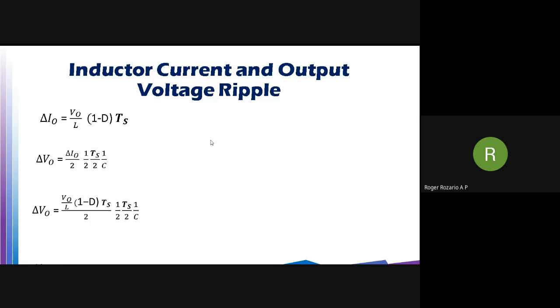So del I naught is V naught by L into 1 minus D into Ts. Del V naught, we just found out, is del I naught by 2 into 1 by 2 into Ts by 2 into 1 by C. So what is del V naught? Instead of del I naught, I will substitute this expression, V naught by L into 1 minus D into Ts.